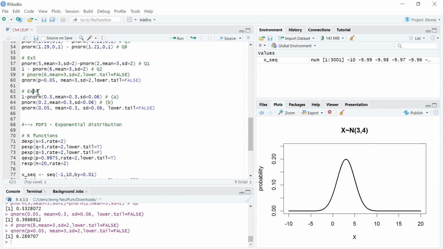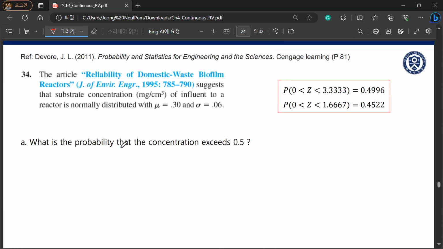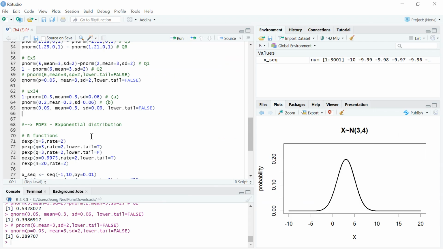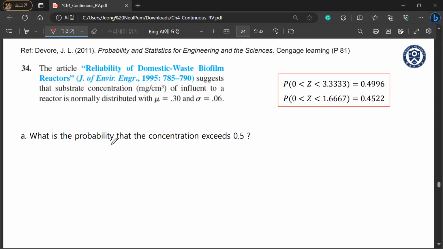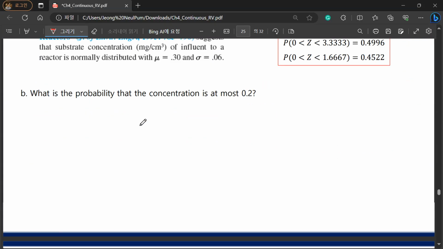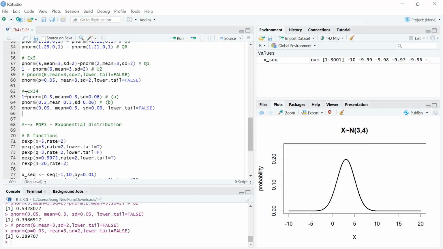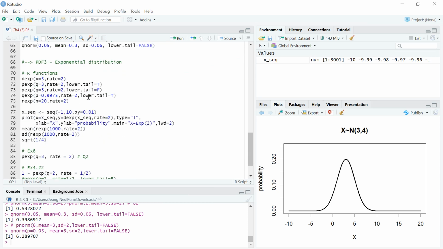That's it. And actually example number 34 is the same as the previous situation. So I think you can solve this question with my code without any difficulty. Maybe I will skip this part now because all the process for solving the problem is the same as the previous example. So let's go to the next step.